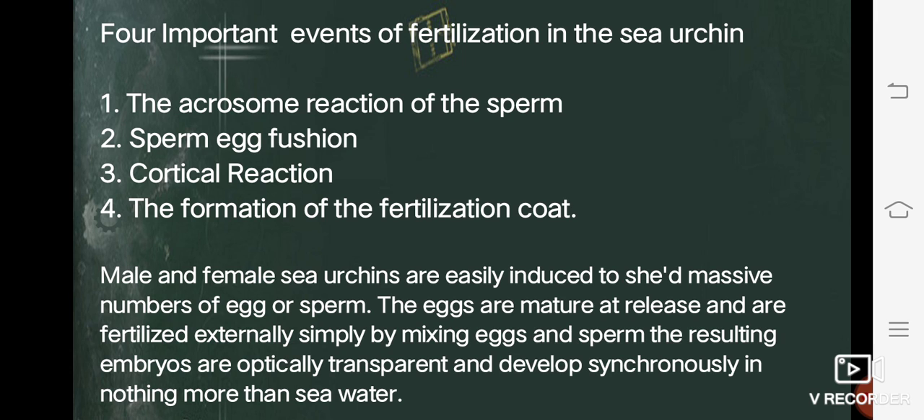Male and female sea urchins are easily induced to shed massive numbers of eggs or sperm. The eggs are mature at release and are fertilized externally simply by mixing eggs and sperm. The resulting embryos are optically transparent and develop synchronously in nothing more than seawater.